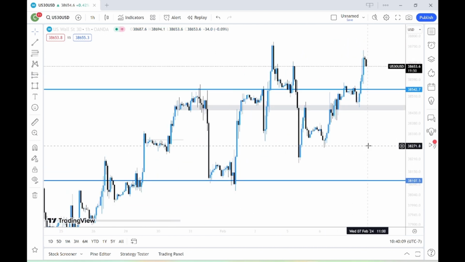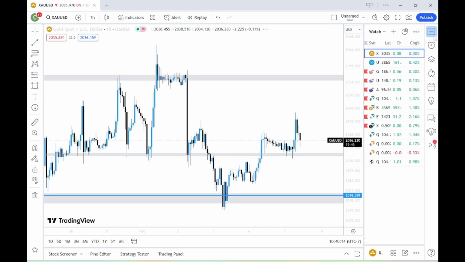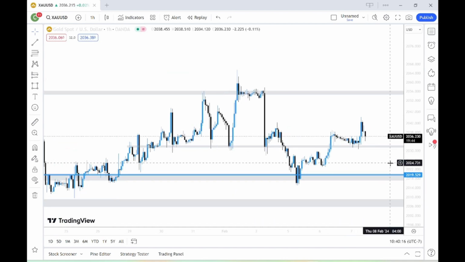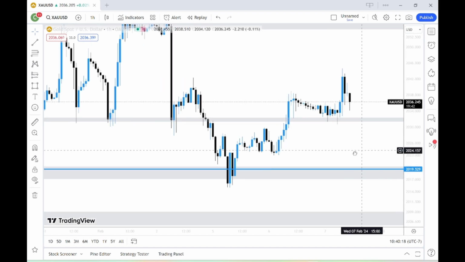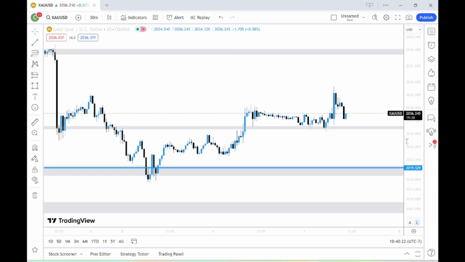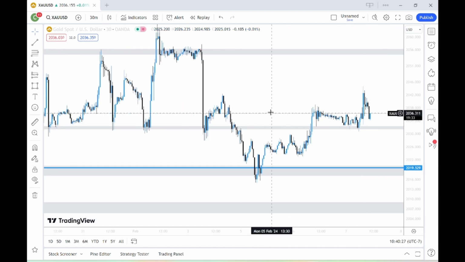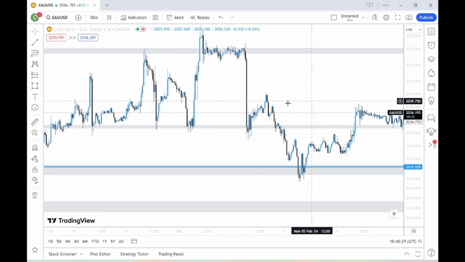That's really it for now. We can go back to gold, and we'll see what gold continues to do here. I hope the logic behind those entries makes sense, especially this one here. That was a pretty interesting one.